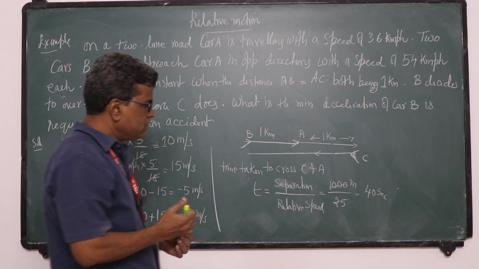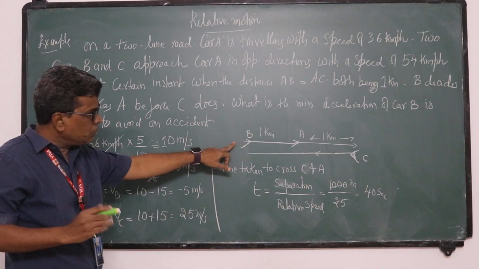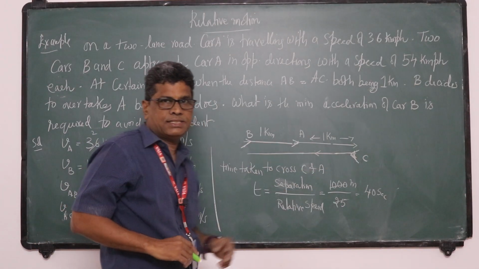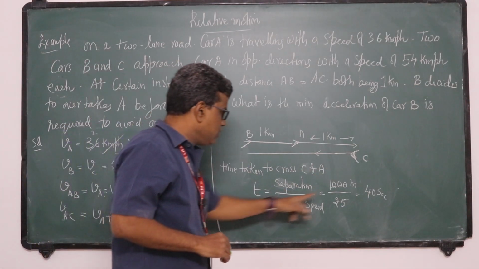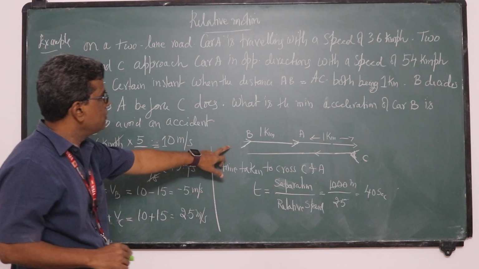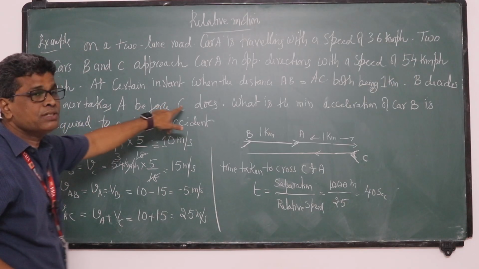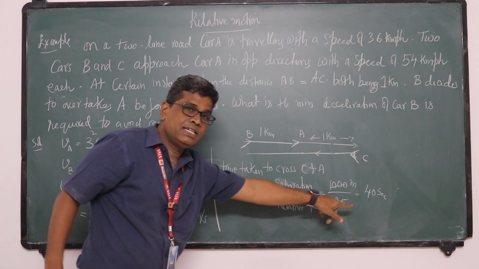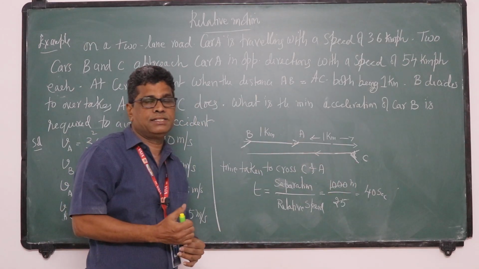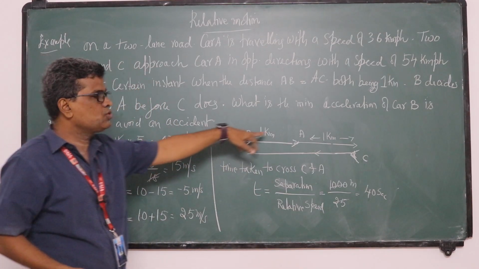Okay. So these 40 seconds. B should cross A within the 40 seconds, before crossing C, because B decides to overtake A before C does. For crossing C, A, how much time will it take? 40 seconds, isn't it? So within the 40 seconds, B decides to cross A.